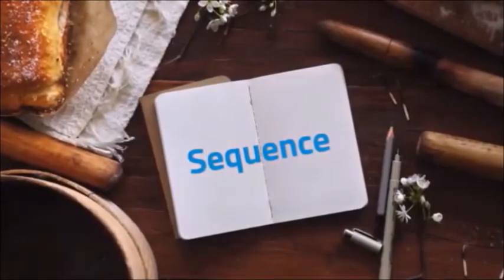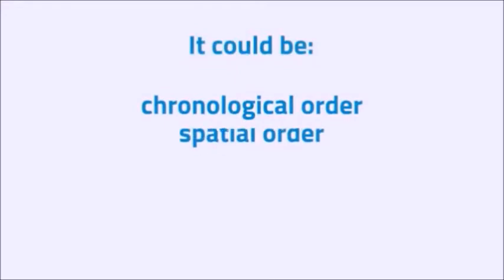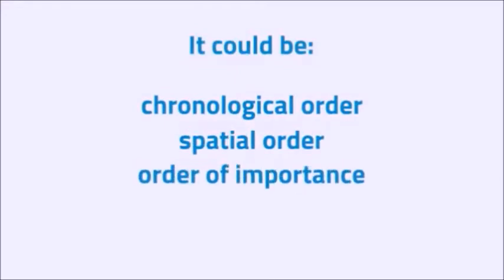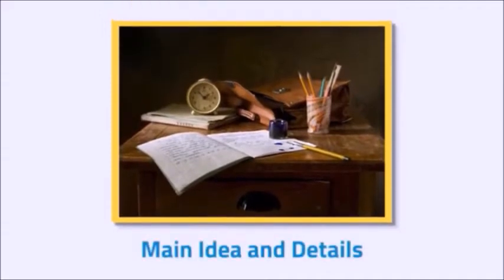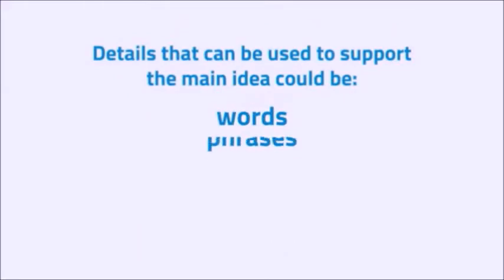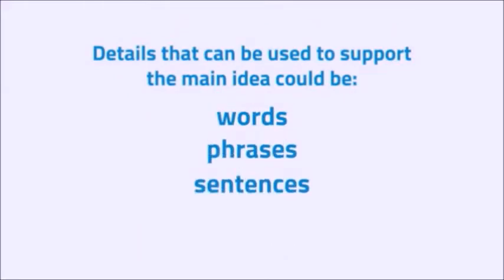Sequence is used when showing order. It could be chronological order, spatial order, or order of importance. Main idea and details, which can also be called illustration, is used when showing a central idea being supported by details. These details could be words, phrases, or sentences that support the main idea.